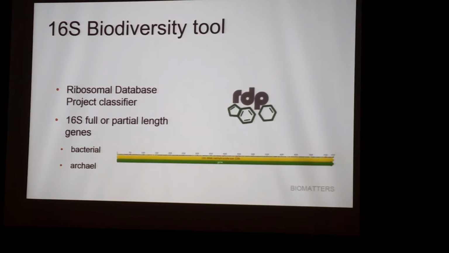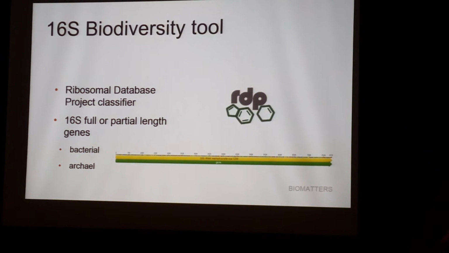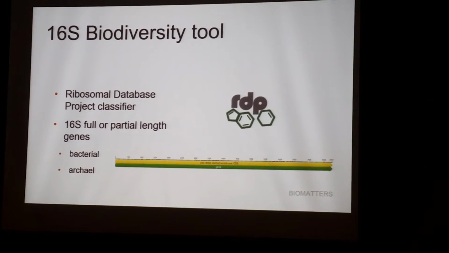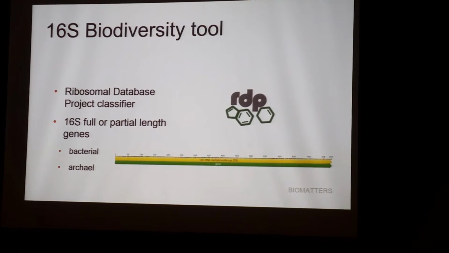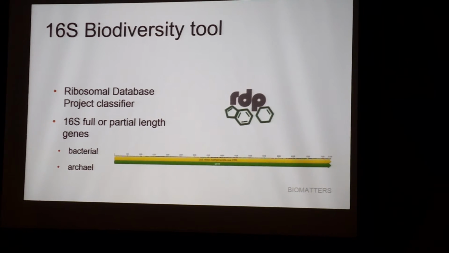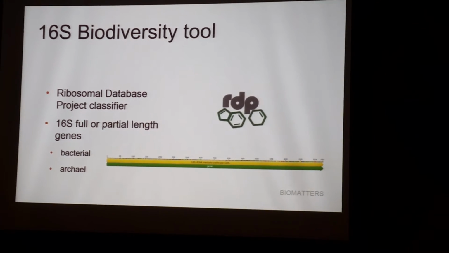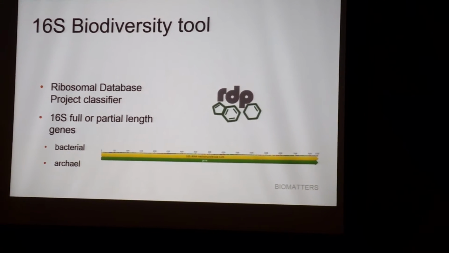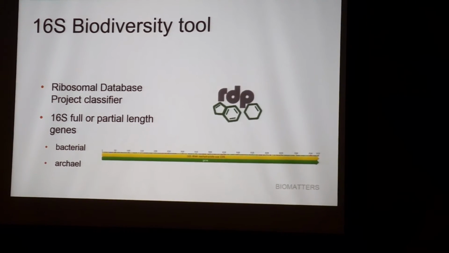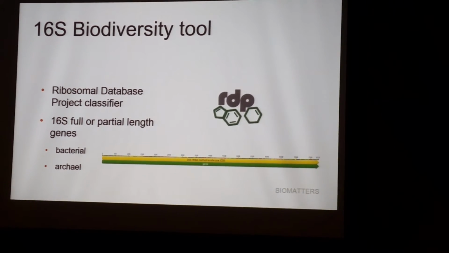After the pre-processing takes place, we use this tool called RDP, the Ribosomal Database Project, which has the ability to analyze your data online. This can be used with both the full 16S sequence or fragments of that. Obviously, the quality is going to be much better if you have the full sequence as opposed to the fragment. There is a limit of up to 500,000 sequences at one time, and this looks at both bacterial and archaeal sequences.